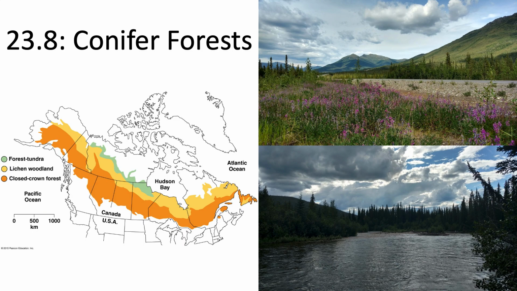A special kind of conifer forest that we're going to talk about now is the taiga, or the boreal forest. It covers about 11% of Earth's terrestrial surface, so not a lot. And there are three major vegetation zones. There's the forest tundra ecotone, which has stunted spruce, lichens, and moss.